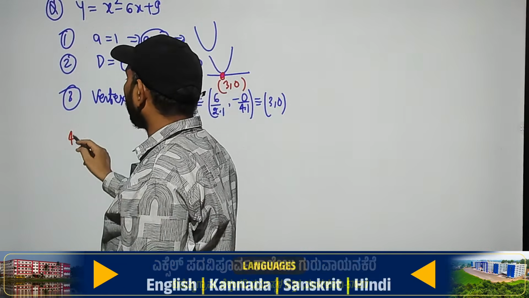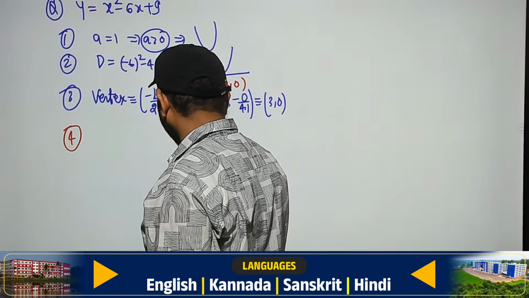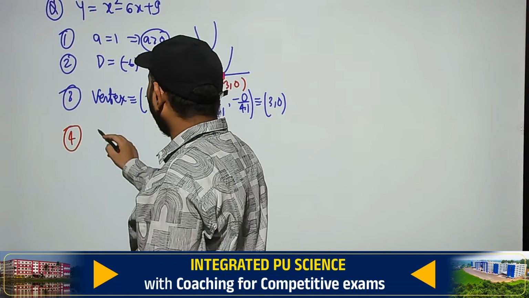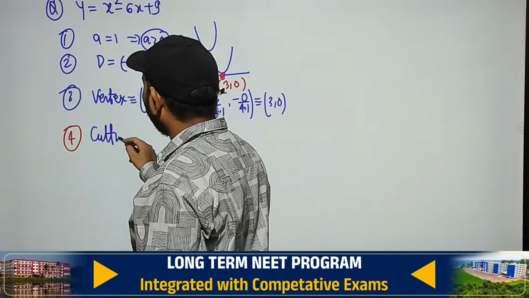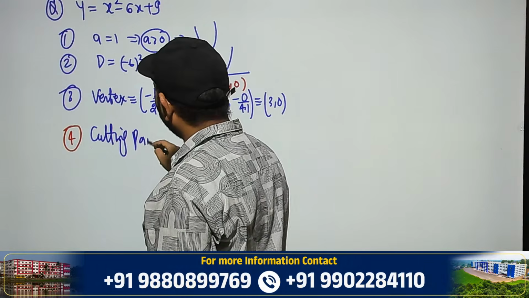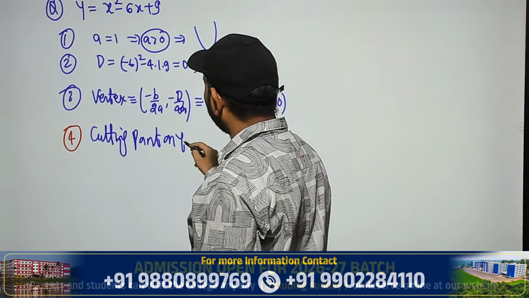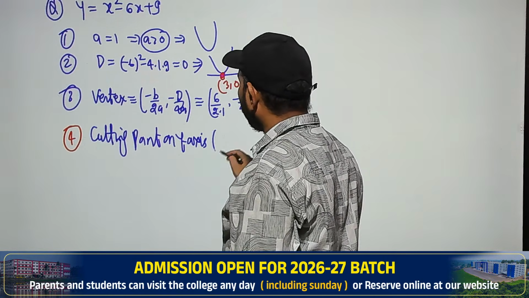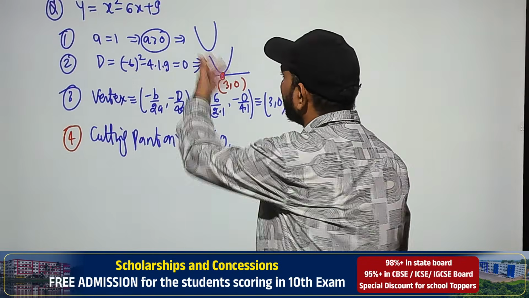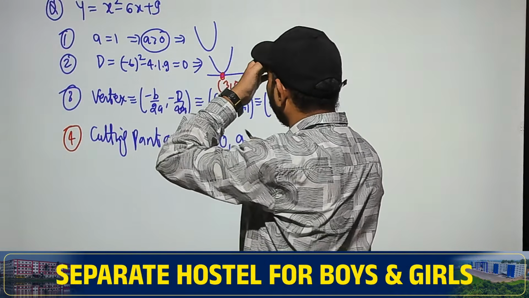Now the fourth one means the cutting point on the y-axis. It means I will put x equal to 0. Then what will be coming? 9. So 0, comma 9. Okay.